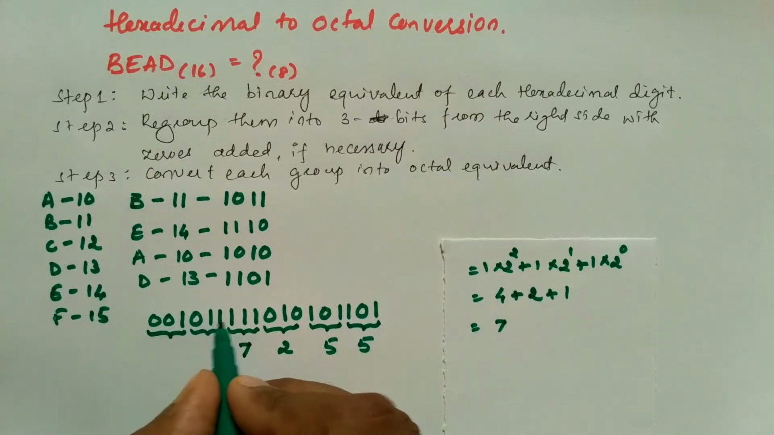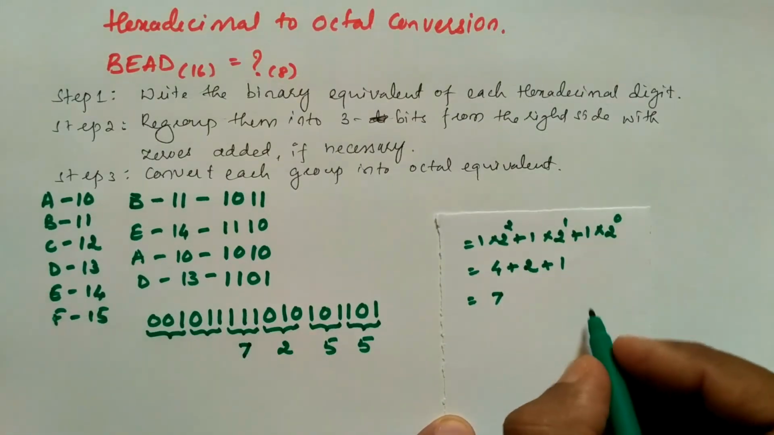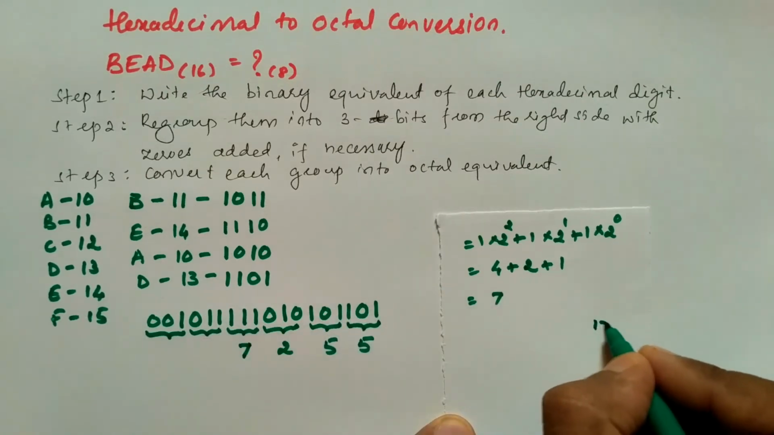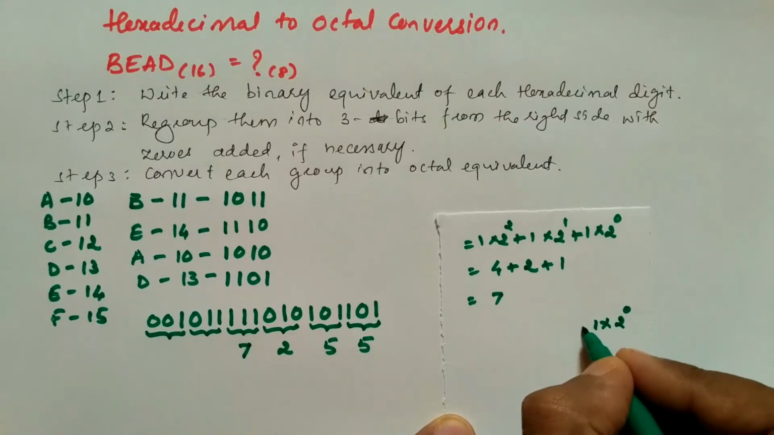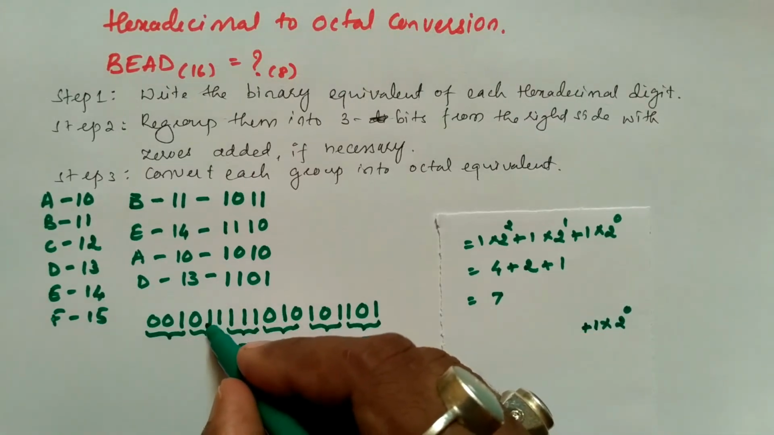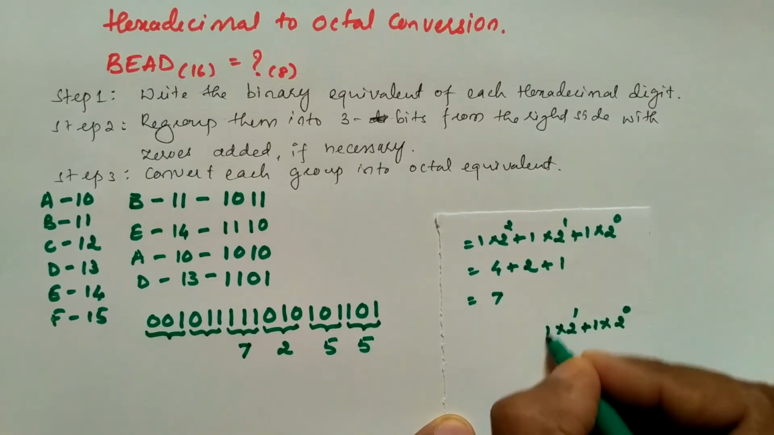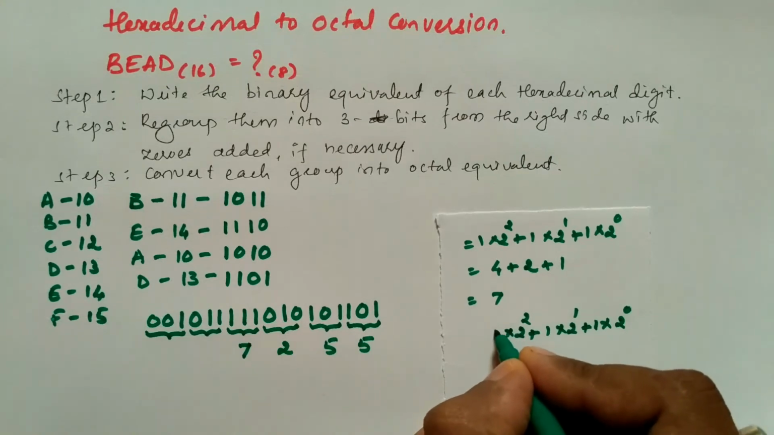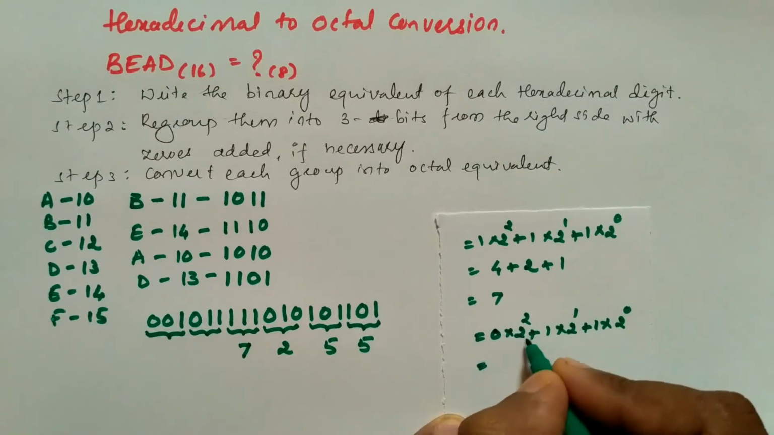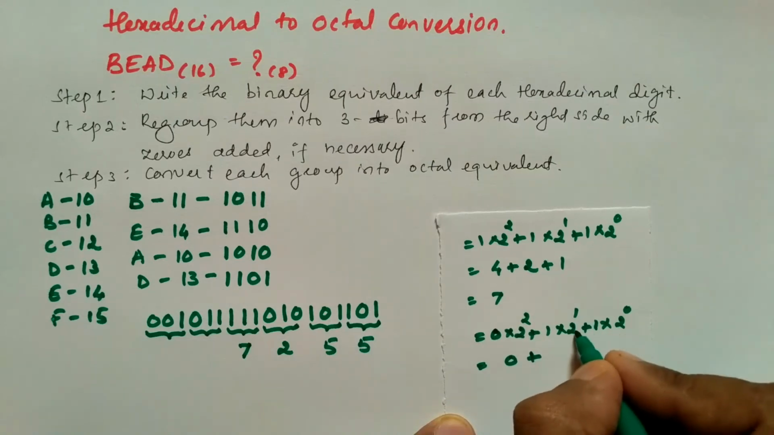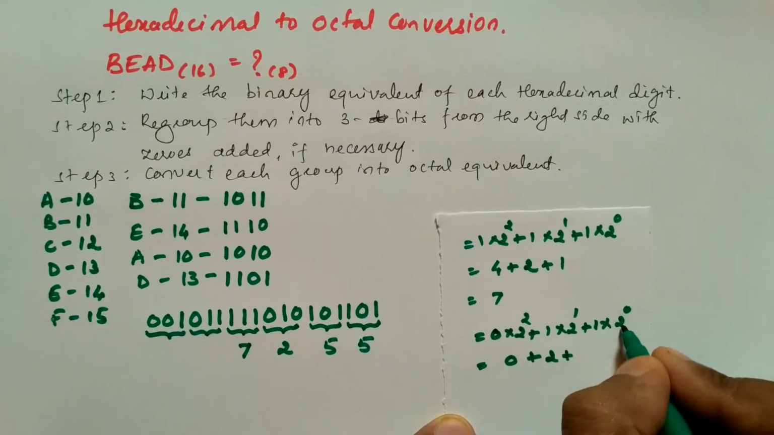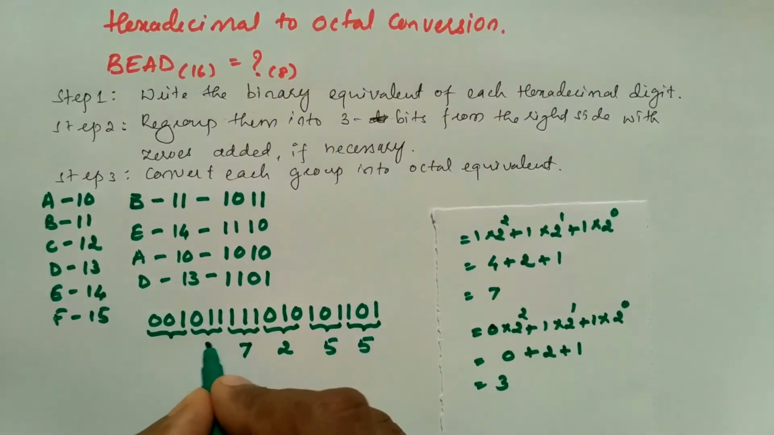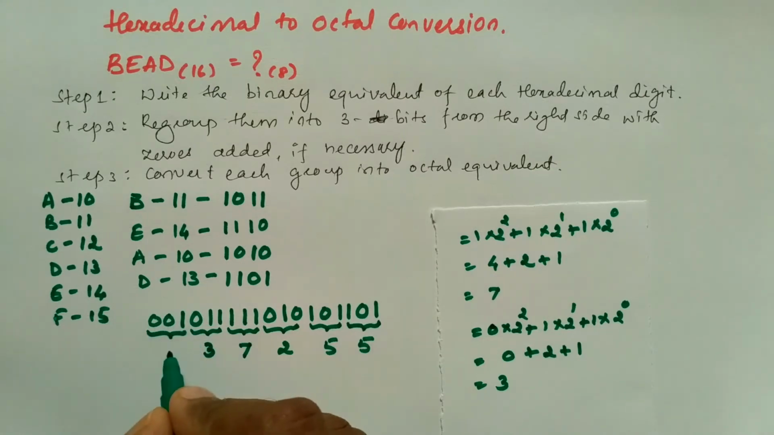Next is 011. So convert in a similar way. The positional weight of this rightmost 1 is 0. So I'll write 1 into 2 to the power 0, plus the next bit 1 whose positional weight is 2 to the power 1 into 1, plus 2 to the power 2, and this positional weight of 0 is 2 to the power 2 into 0. So anything into 0 is 0. Next 2 to the power 1 is 2, 2 ones are 2. Anything raised to 0 is 1, 1 into 1 is 1. So it is 0 plus 2 plus 1 is 3. 011 represents 3. So similarly 001 represents 1.